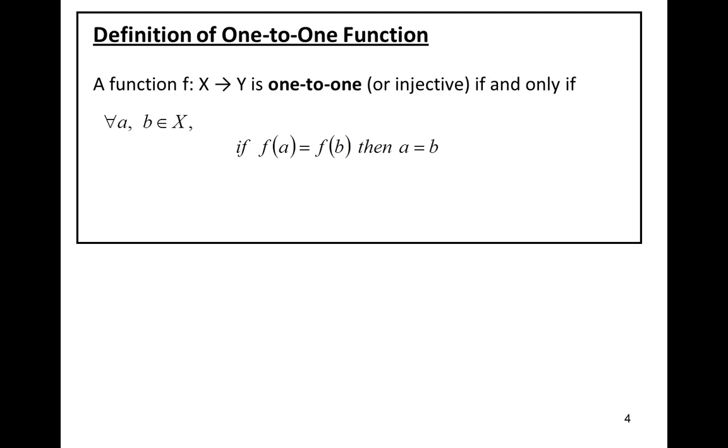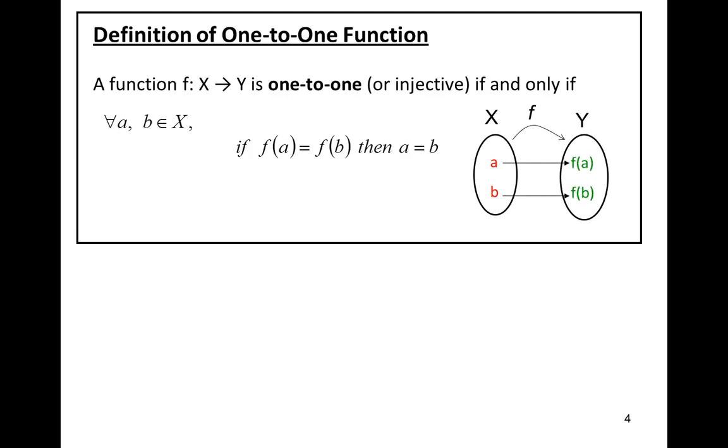A function from set X to set Y is one-to-one if and only if, for all elements a and b belonging to X, if f(a) is equal to f(b), then a is equal to b. What this is saying is that for any elements a and b in X, if we put a and b under function f, this is what we get. However, if f(a) and f(b) are the same image, then the only way this can happen is if a is equal to b, or they must come from the same point of origin.